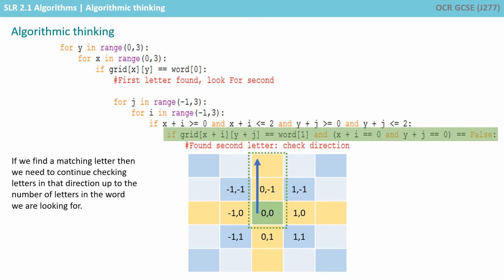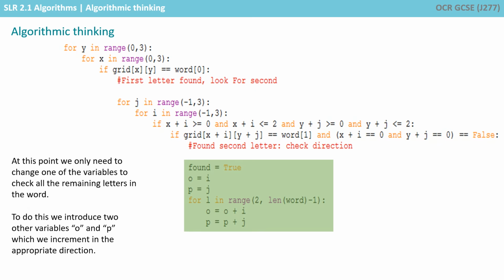So once we've found a second letter, we then simply need to carry on in that direction to see if we can find a third and then subsequent letters up to the length of the string that we're looking for. So if the second letter was in an upwards direction, then we'd continue checking upwards. In a similar way, if the second letter was in the right direction, we would continue checking right. And so at this point, we only need to change one of the variables to check all the other letters. So we introduce two new variables O and P, which are then going to be incremented in the appropriate direction so we can check the other letters.